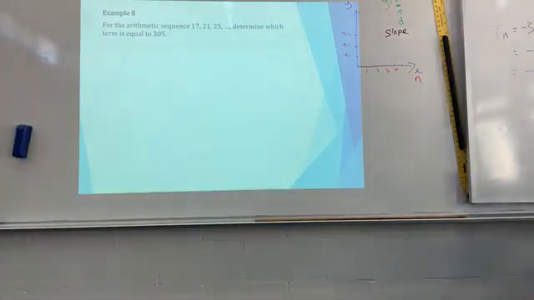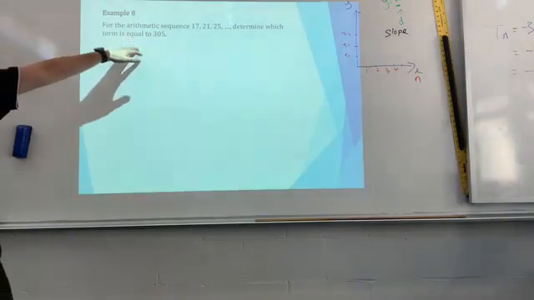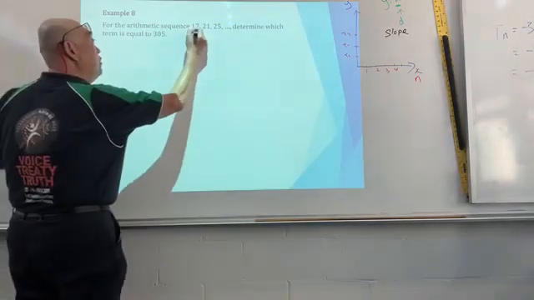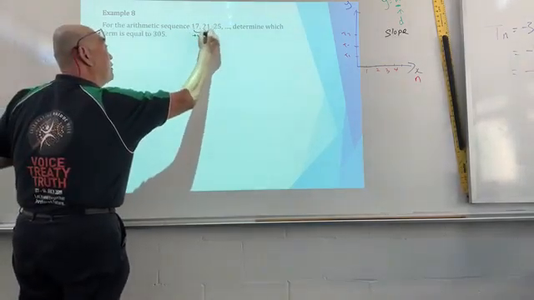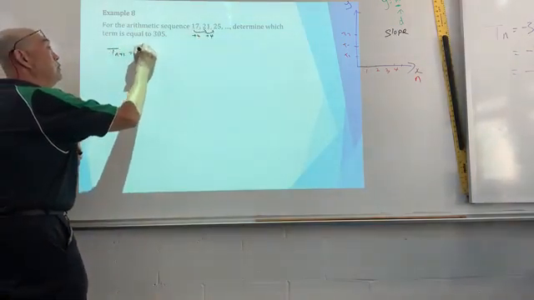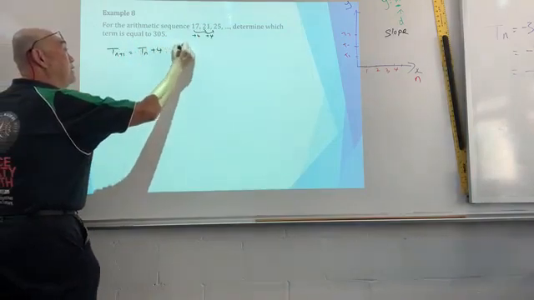For the arithmetic sequence 17, 21, 25, determine which term is equal to 305. You need to be able to use your calculator in this case. The reason I'm introducing this now is you are going to need all this for solving something more straightforward in your financial calculations a little later, and a few of the modeling questions. So let's start. You know that the difference is plus 4. So Tn plus 1 equals Tn plus 4, and T1 equals 17.